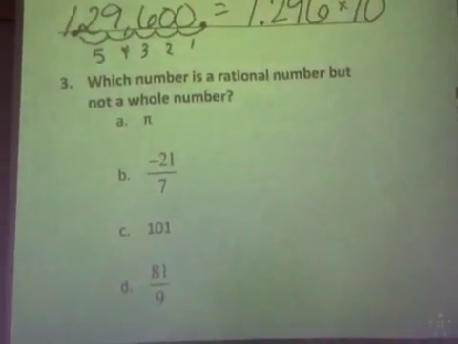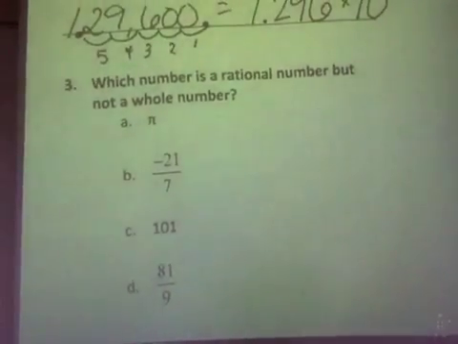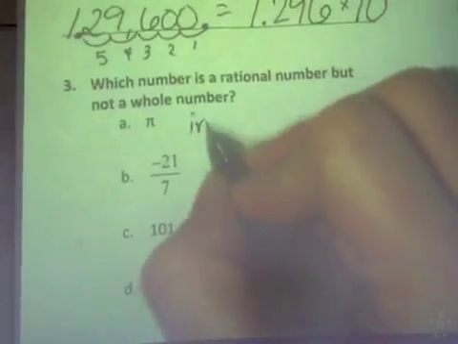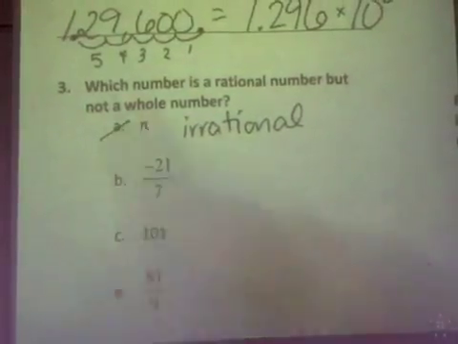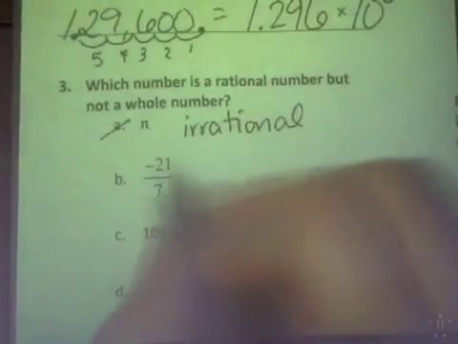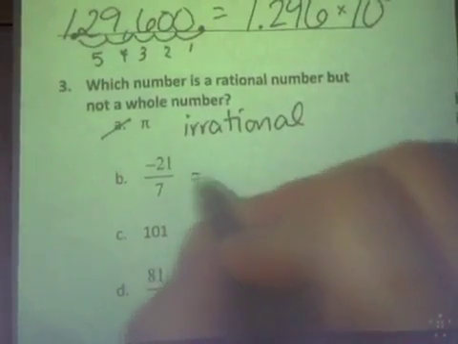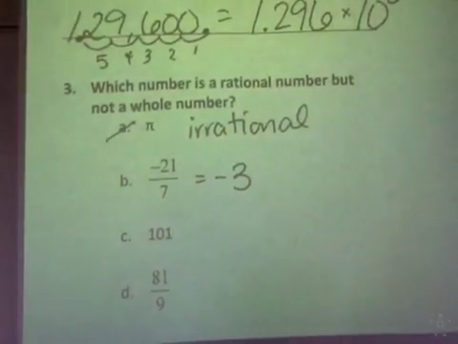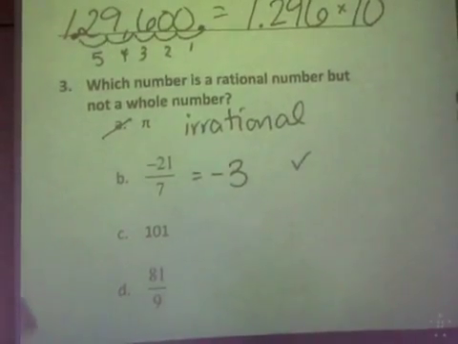Okay, the next one is talking about rational numbers. We need to find out which of these numbers is rational but not whole. Okay, so I'm going to look through here. Pi is definitely not rational. It's irrational. So that one can't be our answer. Which number is rational but not whole? This one is a fraction, right? I can divide negative 21 by 7. That gives me negative 3. Okay, that's an integer, but not a whole number. So it's technically rational, but not whole. We're going to keep that one in mind.